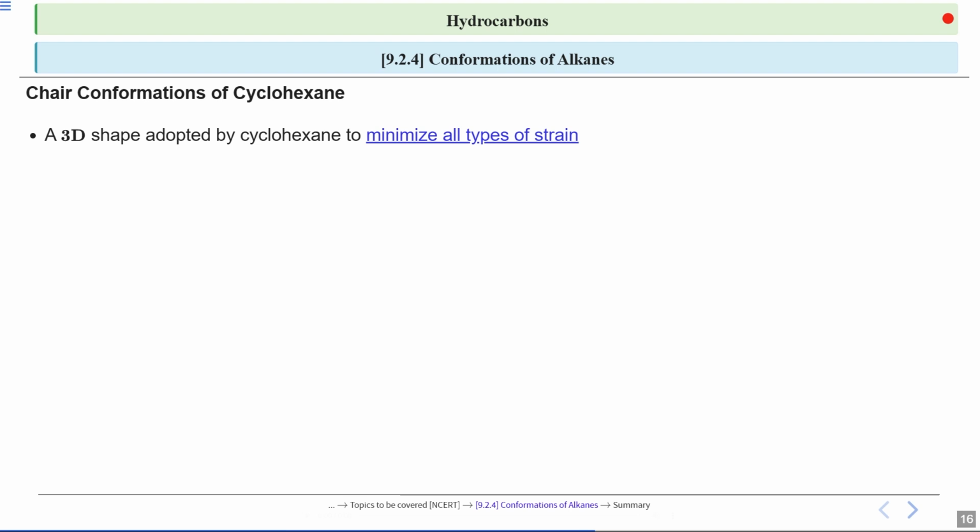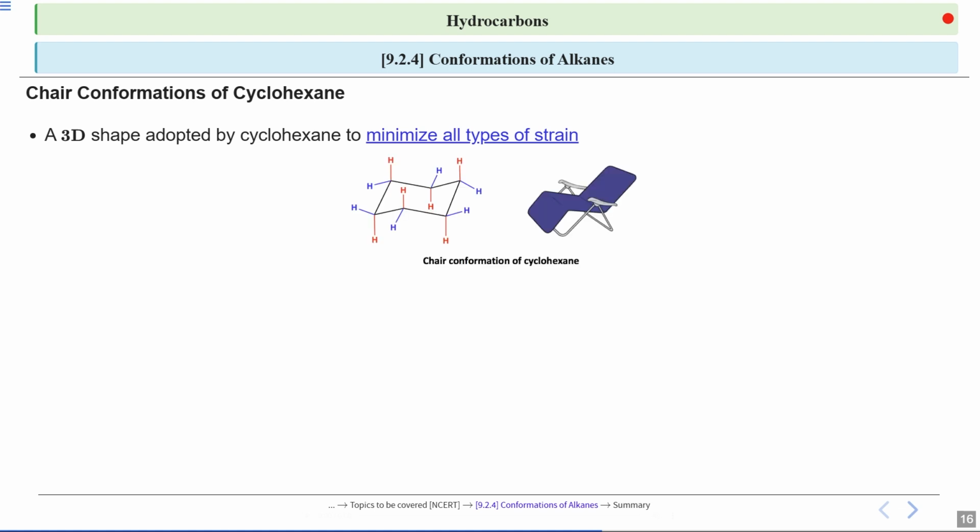So this is basically a 3D shape which is adopted by the cyclohexane to minimize all types of strain. So this helps the molecule to be more stable. This is very important for understanding the reactions of cyclohexane as well. So this is basically happening with your cyclohexane molecule. It is bending like a chair. If you are seeing the molecule, we have a chair here. So this is the basic backbone of your cyclohexane molecule.